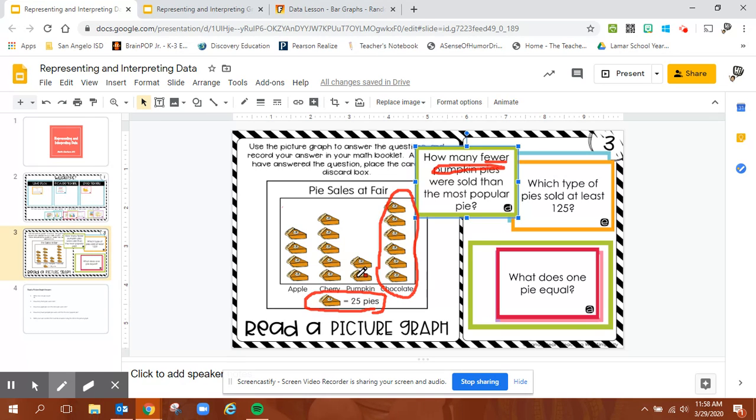So if I look at pumpkin, remember this is like saying 25, 25, right? So if we did 25 plus 25, that would get me 50, okay? And then if I look at chocolate, remember each pie equals 25, so this is 25, this one's 25, this one's 25, this one's 25.